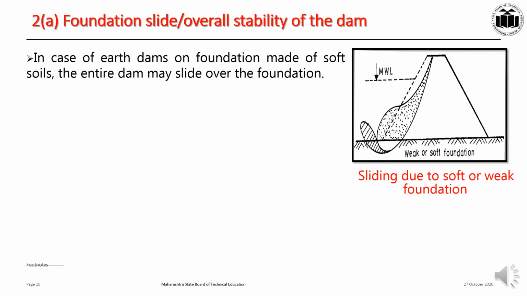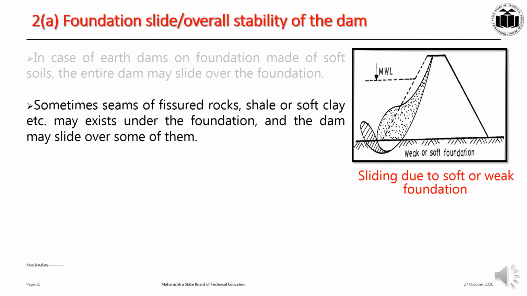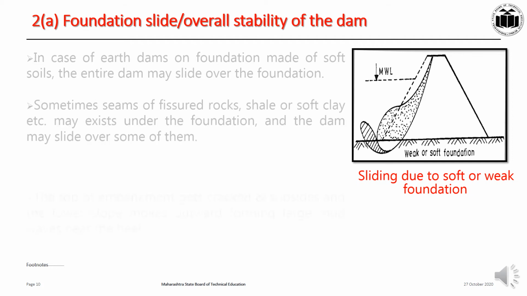In the case of an earthen dam on a foundation made of soft soil, the entire dam may slide over the foundation. If your dam is constructed on soft soil, like clay or other types of soft soil, then this structural failure happens. Or if fissured rock, shells, or soft clay, etc. are present, then also foundation slide or overall stability failure happens.